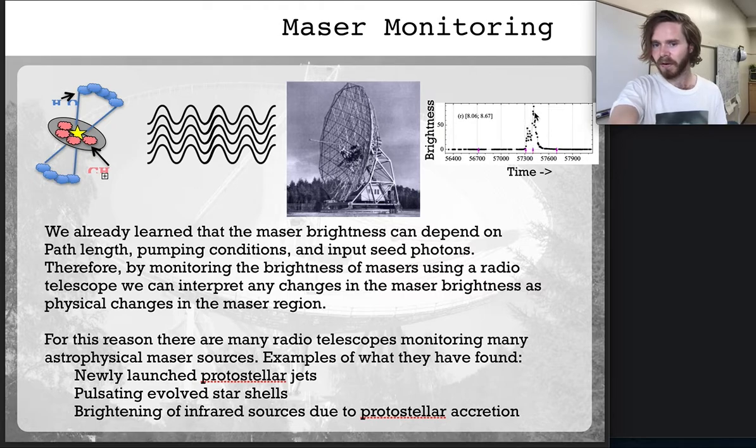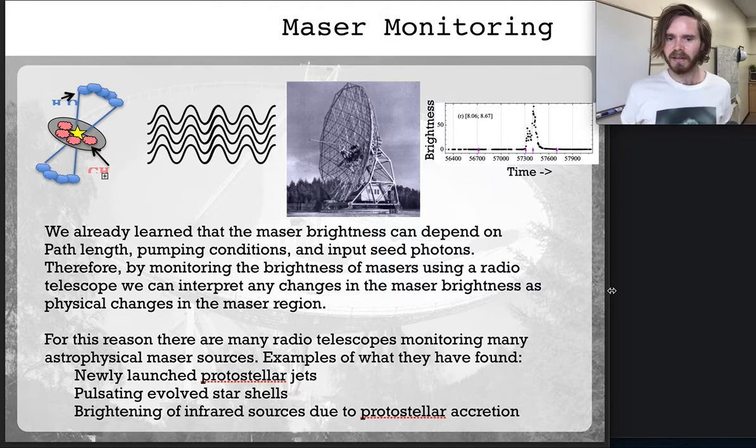And then look for these events that happen in time where you have flares or periodicity or increasing brightness or decreasing brightness and stuff like this. So I'm just going to read this out because it's very long. So we already learned that the maser brightness can depend on path length, pumping conditions, and input seed photons. Therefore, by monitoring the brightness of masers using radio telescopes, we can interpret any changes in the maser brightness as physical changes in the maser region.